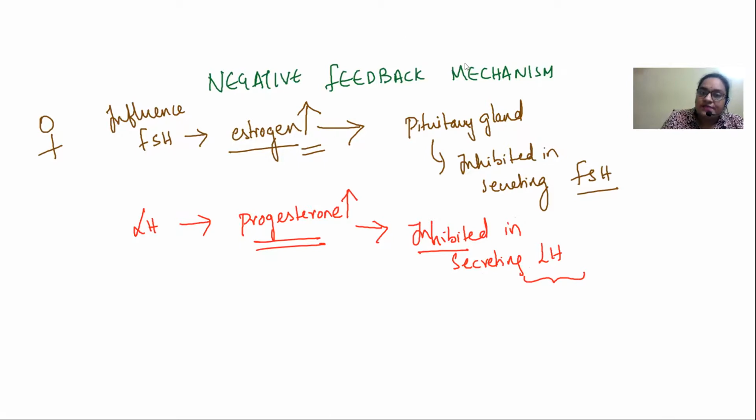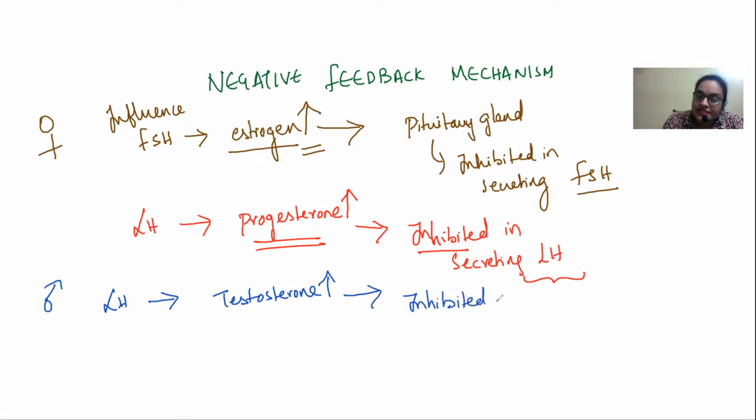Now come to the same condition in the males. Come to the luteinizing hormone. Luteinizing hormone was responsible for the secretion of what? Testosterone. If the levels of testosterone are very high in the blood, the pituitary gland is inhibited in secreting the luteinizing hormone, because your testosterone levels are already very, very high. This is very important to specify: in the blood.